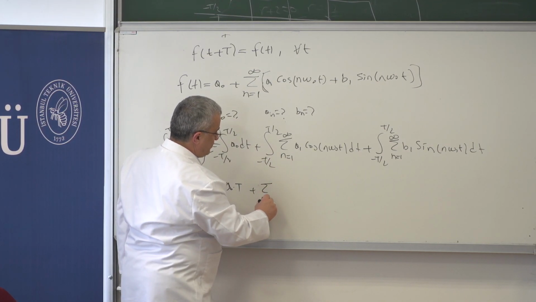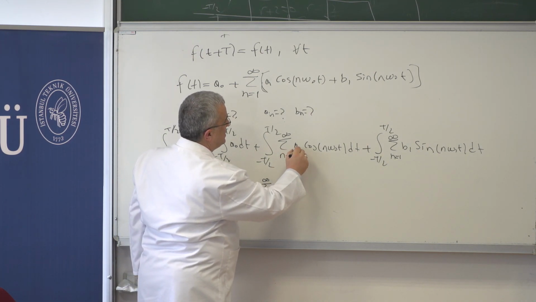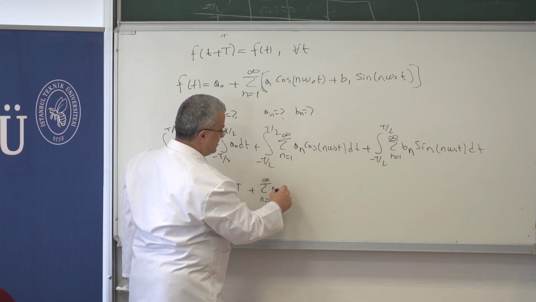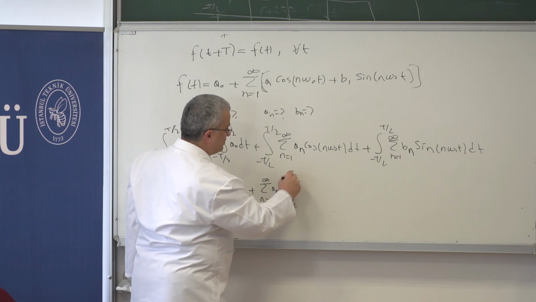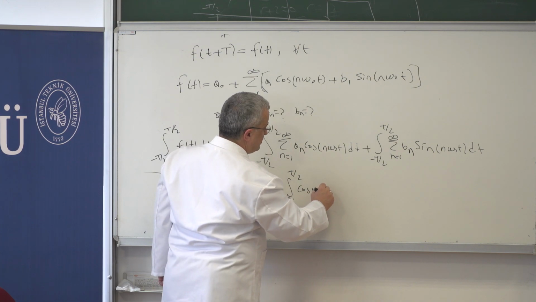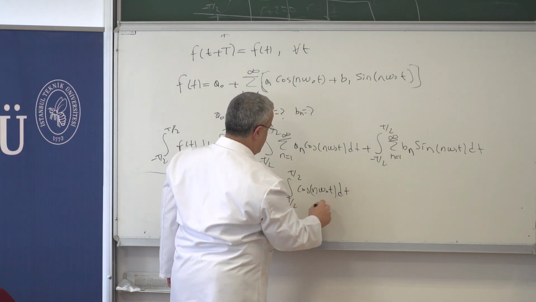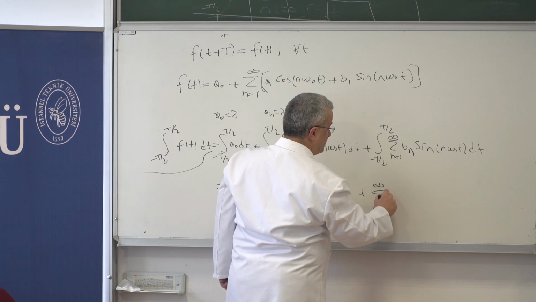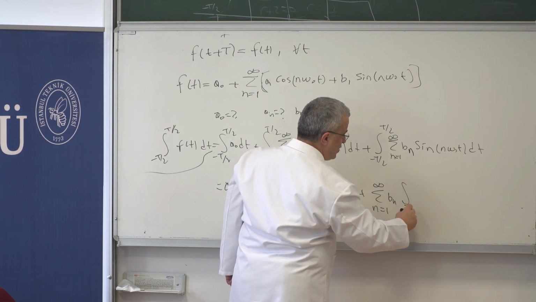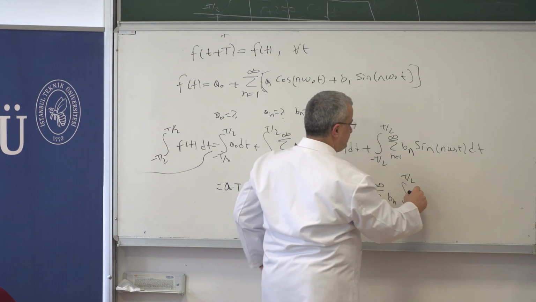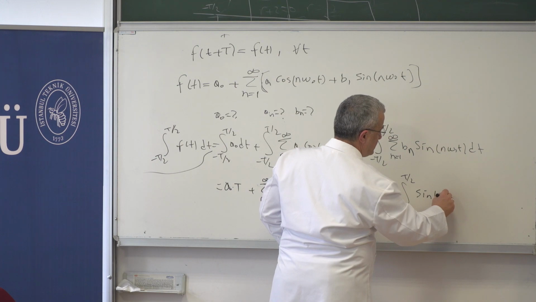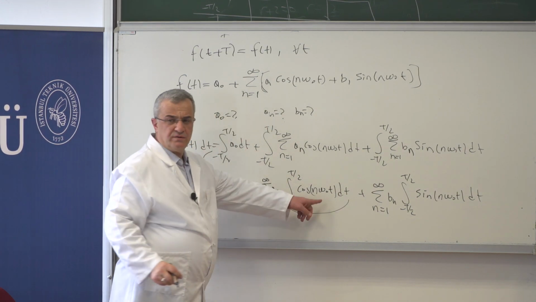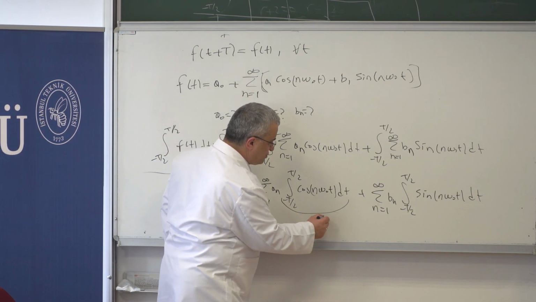So you have the sum from n equals 1 to infinity of a n times the integral from minus T over 2 to plus T over 2 of cosine n omega 0 t dt, and the other one, the sum from n equals 1 to infinity of b n times the integral from minus T over 2 to plus T over 2 of sine n omega 0 t dt. What is this integral equal to for all n? 0, right? This is 0. This?